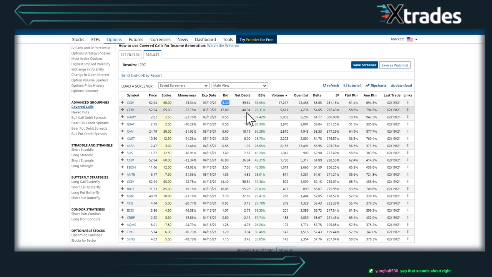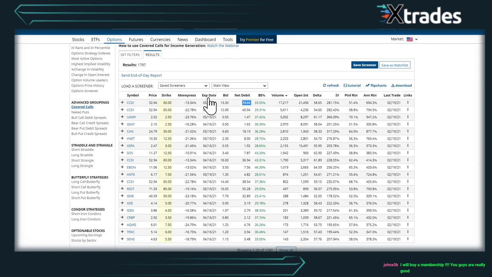The bid, so that's 1330. So that means that these strikes for 60, see, are currently 1330. So that means that if I want to play this covered call play, it would cost me $39.64 per share. So multiply that by 100, right? And we see this is the BE, or the break even.